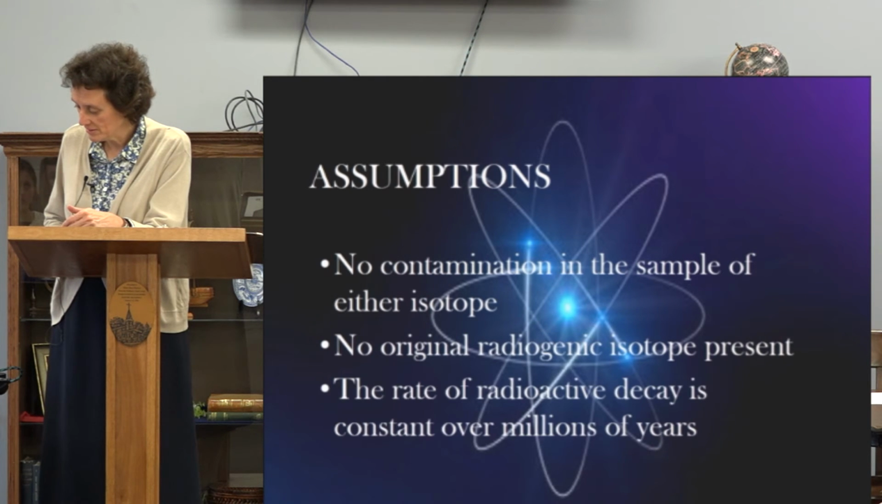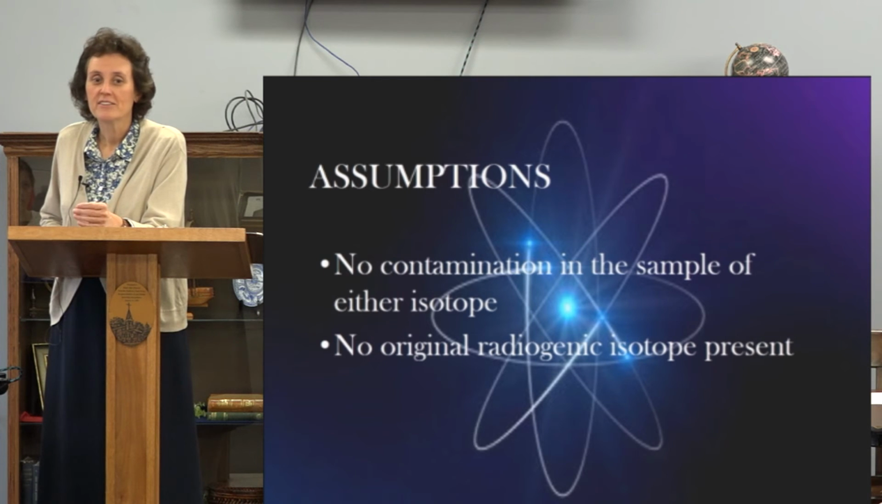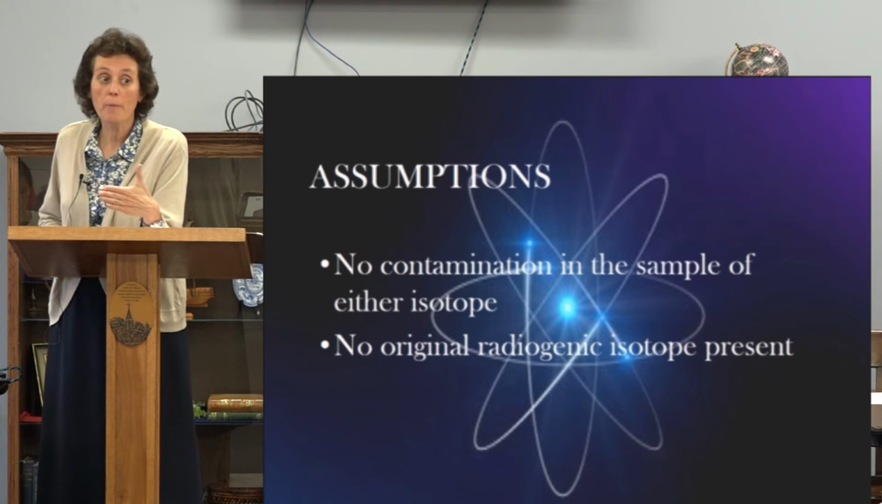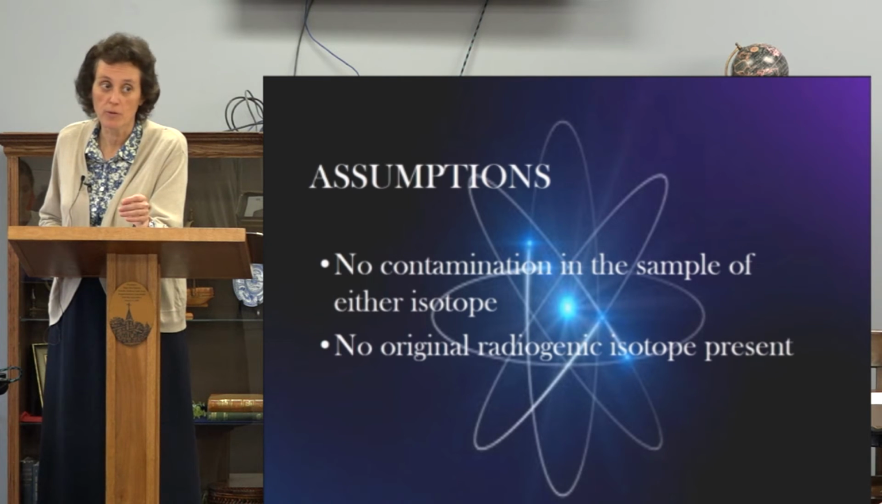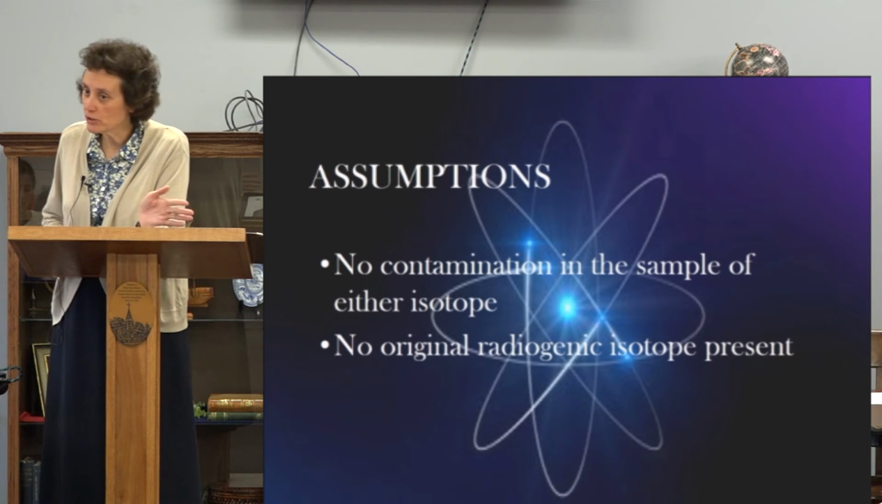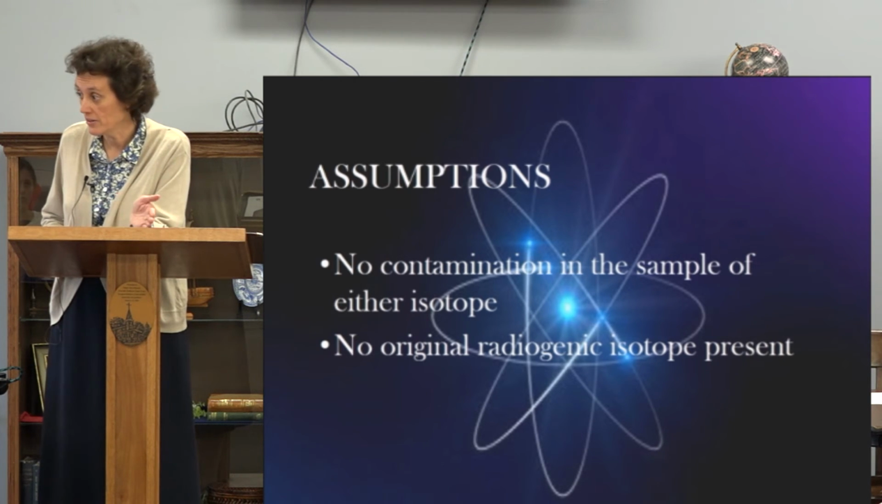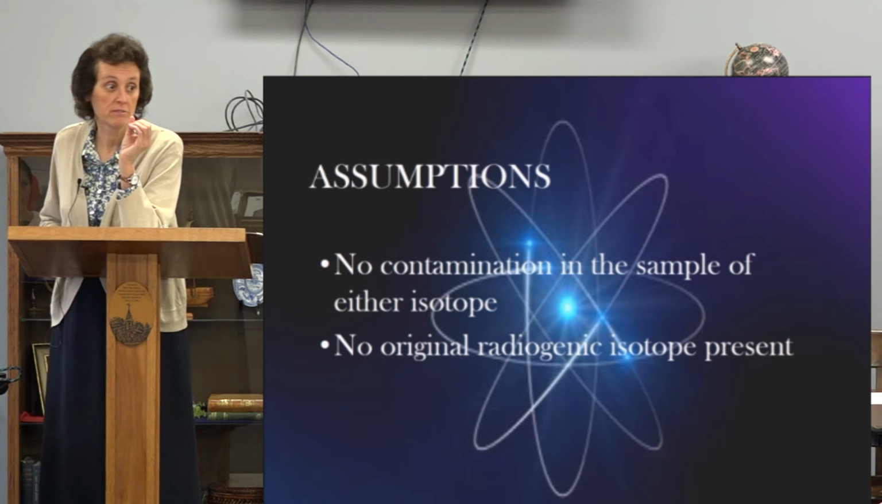Next assumption is that at time zero, so theoretical time zero, it was all parent isotope. So there was no original radiogenic isotope present at so-called time zero. So there are three assumptions made. We don't gain or lose either isotope throughout those millions of years. Don't gain either. And then it started at zero daughter.